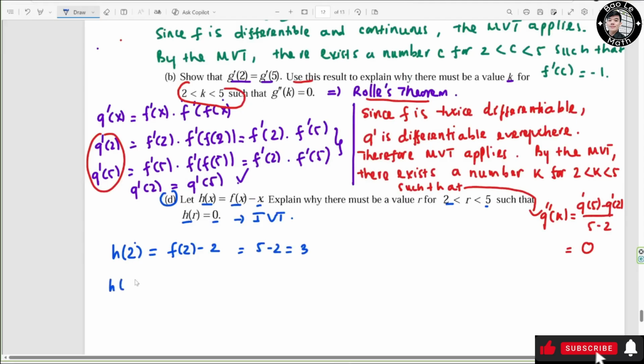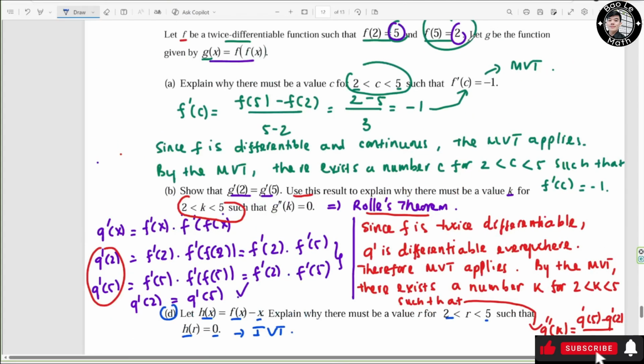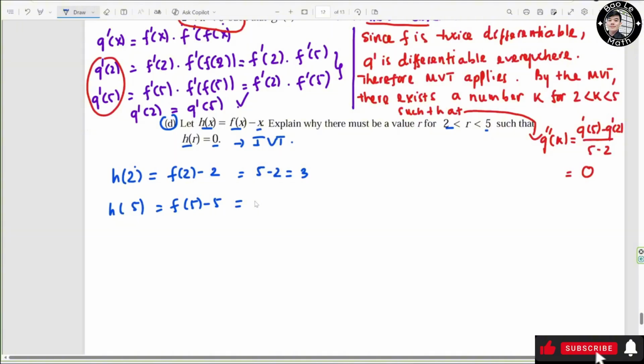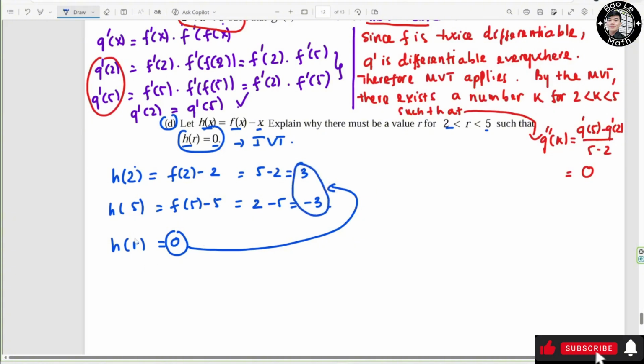Now h of 5 equals f of 5 minus 5. f of 5 equals 2, so it will be 2 minus 5 equals negative 3. Now look at this, h of r equals 0. 0 is the output, and it falls into the interval negative 3 to 3. And r is the input, which falls into the interval 2 to 5.